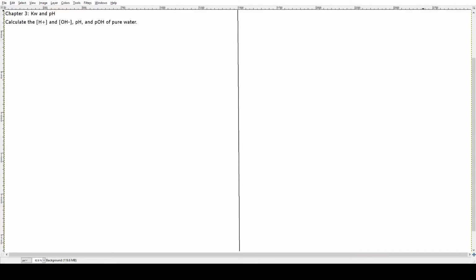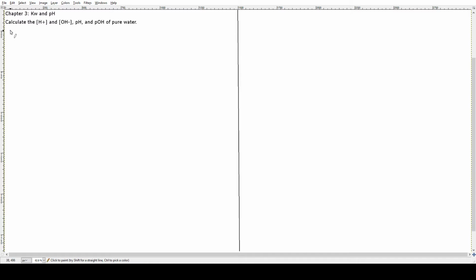Hello and welcome to your first example that is going to go straight into your acid-base notebook. This is going to be a video about how you can use Kw with pH to calculate concentrations as well as pH and pOH.